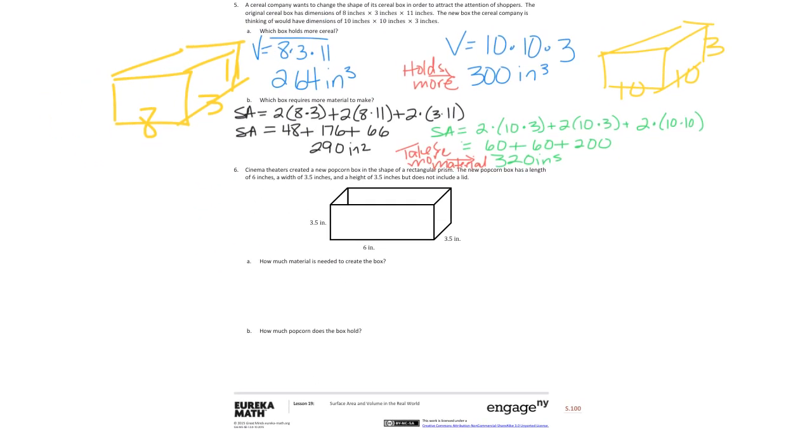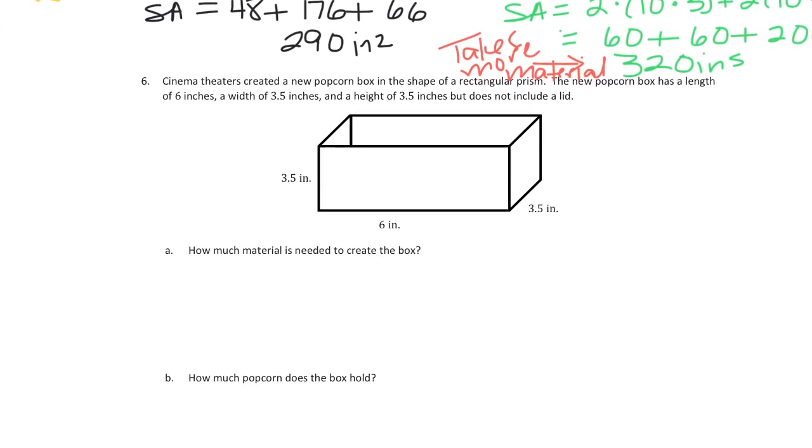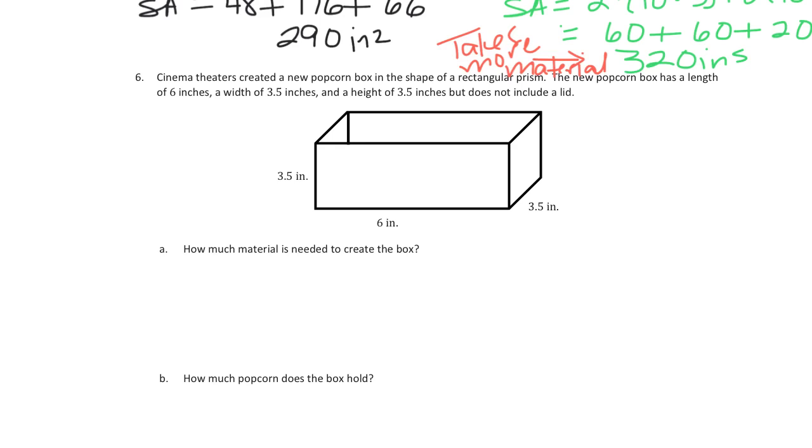Okay, on number 6. Cinema Theaters has created a new popcorn box in the shape of a rectangular prism. The new popcorn box has a length of 6 inches, a width of 3 5/10, and a height of 3 5/10, but does not include a lid. How much material is needed to create the box? So that's my surface area.